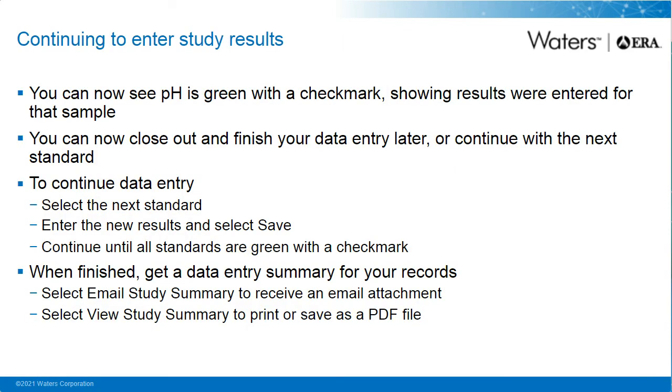You can stop any time and finish your data entry later, or keep going. To continue, just select the next standard, enter your results, and of course, save. You continue until all your results are entered and every standard is green with a check mark. When you are finished, you can get a summary for your records. Use the Email Study Summary button to receive an email attachment, or the View Study Summary button to print a copy.